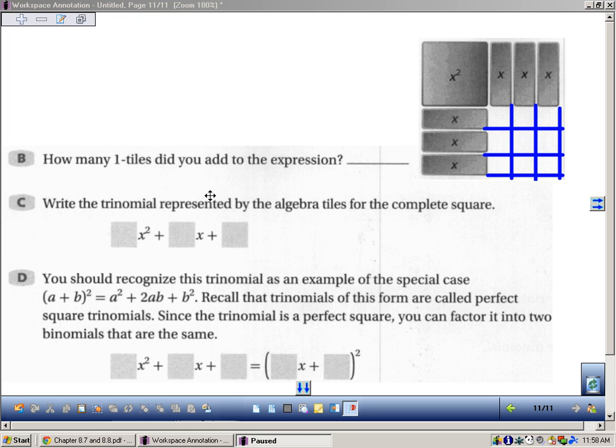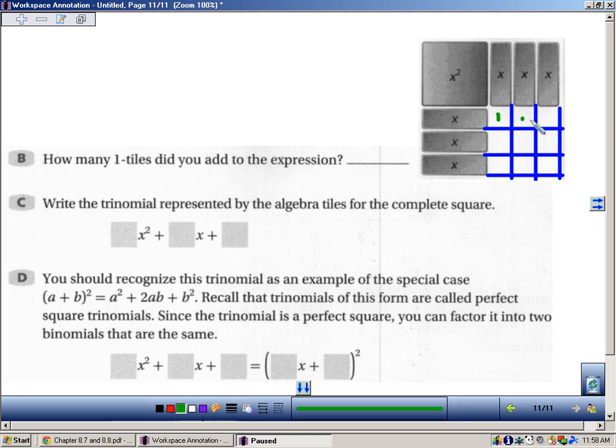So now I'm looking at part B. Part A was to draw the shape. We did. We filled in the number of 1 by 1s to make this a complete square. And then it asked, how many tiles did you add to the expression? Well, if you count them out, there's 1. These are all 1 by 1s. And so it looks like there's going to be a total of 9. So there are 9 1 by 1 tiles. So I'm going to say 9.